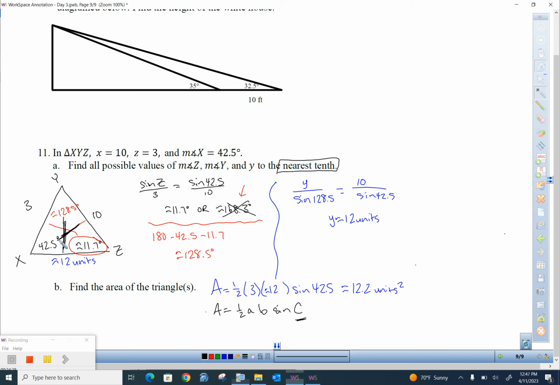What's important is whatever angle you pick. So I picked this 42.5. You have to choose the two sides that are around it, the 3 and the 12. So if you wanted to choose this 128.5, you'd have to use the 3 and the 10. Okay, so all of these, if you round to one decimal place, will look the same, about 12.2 units squared. If you rounded to more than one decimal place, you may have slightly different numbers if you did different values. Okay, so be careful on that. Okay, just the two sides and the angle in between it in order to use that formula.